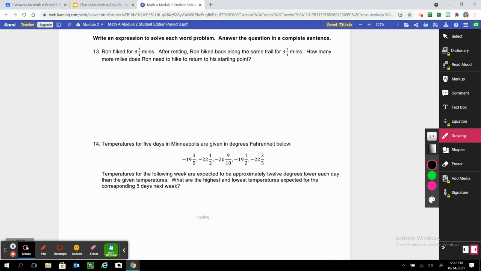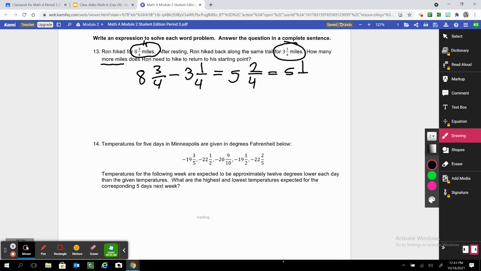For number 13, it says Ron hiked 8 1/3 miles. After resting, he hiked back along the same trail for 3 1/4 miles. How many more miles does Ron need to hike to return to his starting point? So, how many more miles means we need to figure out what is the difference between 8 3/4 and 3 1/4. Since they have the same denominators, I'm just going to do 8 minus 3 is 5, 3 minus 1 is 2, and I keep my denominator the same. My answer would be 5 1/2 more miles.